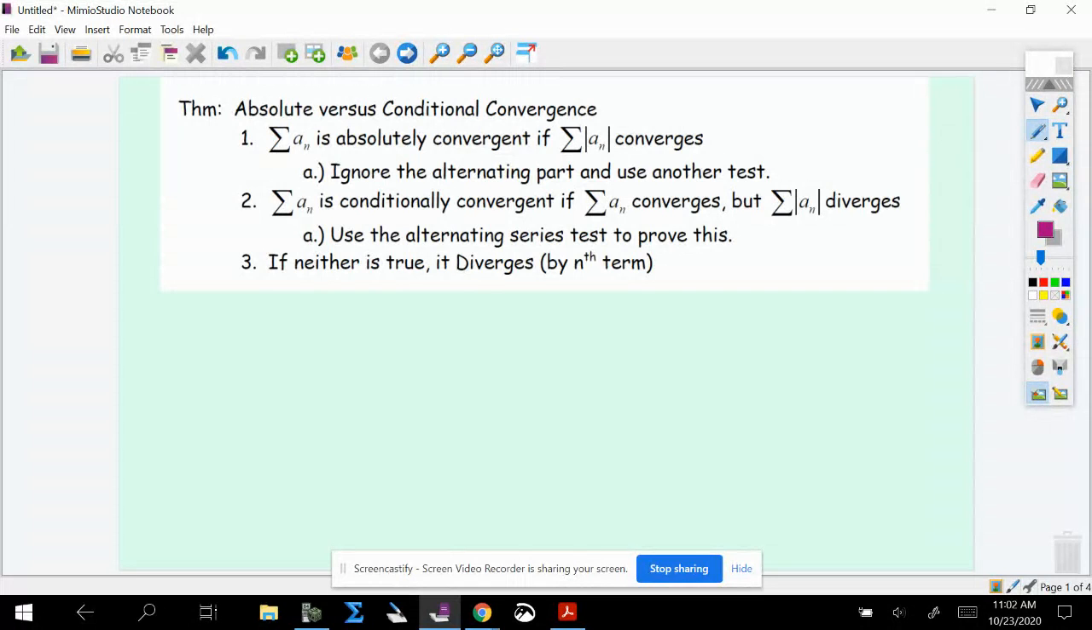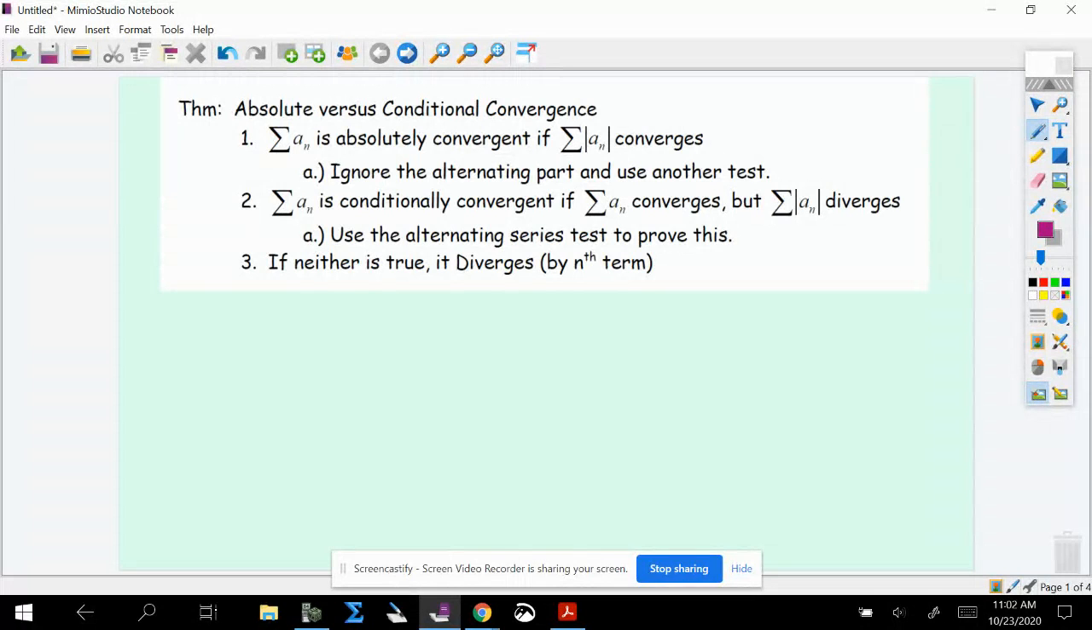So I want to make sure it's something that you don't miss because you're not familiar with the wording that they're going to use. So first, to be absolutely convergent, it actually means what it sounds like. It means that if you take the absolute value around the series, which would get rid of anything that's negative, if you can prove that that converges, then we would say it's absolutely convergent because it converges when you take an absolute value. The process to do this is to basically ignore anything that alternates, ignore anything that would create a negative, and then use one of the other tests.